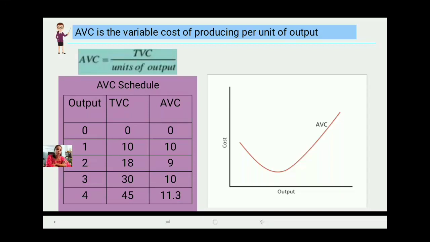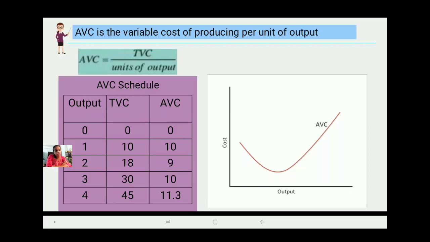Here again our output is 0, 1, 2, 3, 4, and the total variable cost, as we have taken earlier in the same table, is 0, 10, 18, 30, 45. When we calculate AVC, we get 0, 10 by 1 is 10, 18 by 2 is 9, 30 by 3 is 10, 45 by 4 is 11.3. If we put this average variable cost figure in the diagram, we get a curve which is U-shaped. So the average variable cost curve is a U-shaped curve.